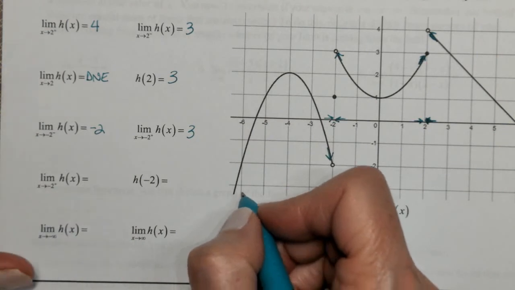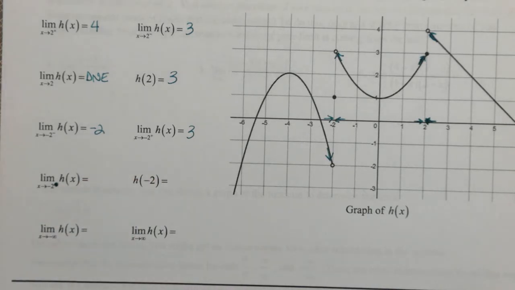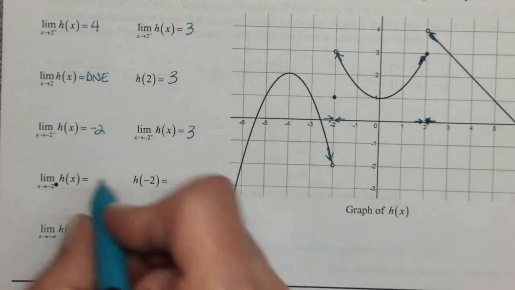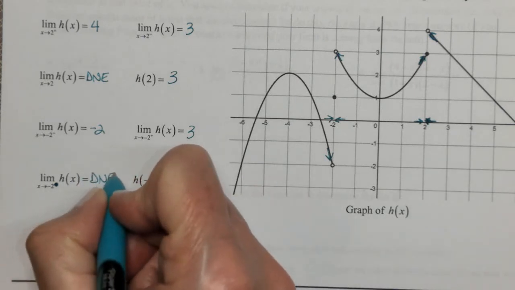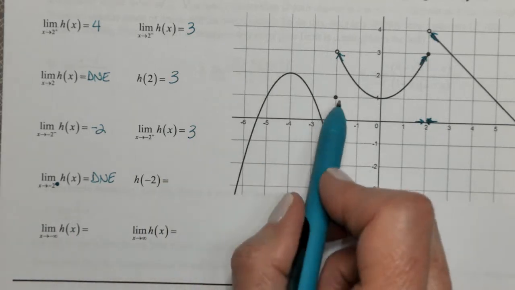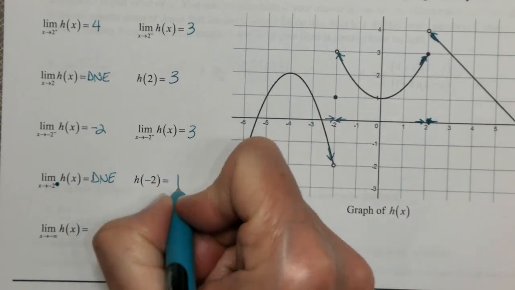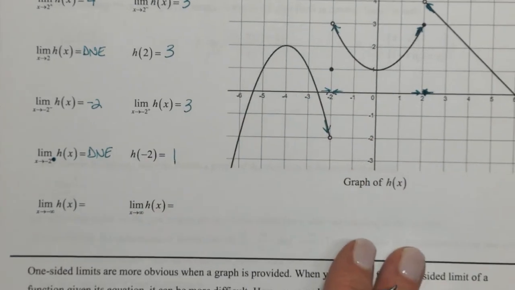I think there's a little typo there. There shouldn't be a plus, that should just be a regular 2. So the limit as x approaches -2 does not exist. The function value at -2 is this point right here. It's at 1. Piecewise functions can do funny things.